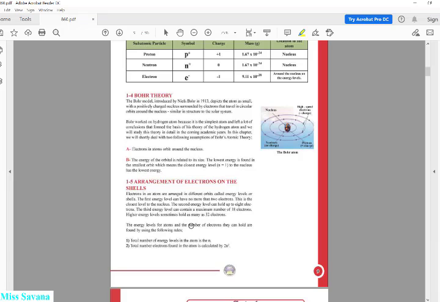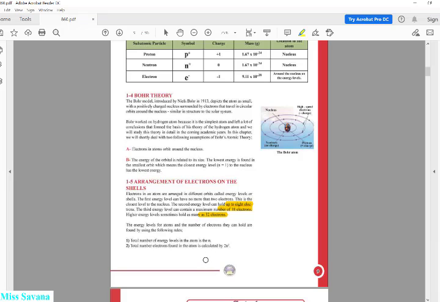The first energy level can have no more than 2 electrons. Remember guys, when you are drawing the first energy level, it has to have 2 electrons. That's it. It cannot have more. This is the closest level to the nucleus. The second energy level can hold up to 8 electrons. The third energy level can hold a maximum of 18 electrons. And then the next, higher level can sometimes hold up to 32 electrons.